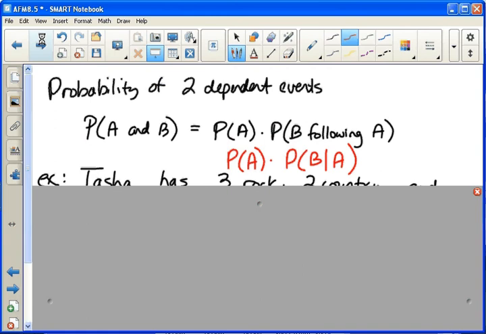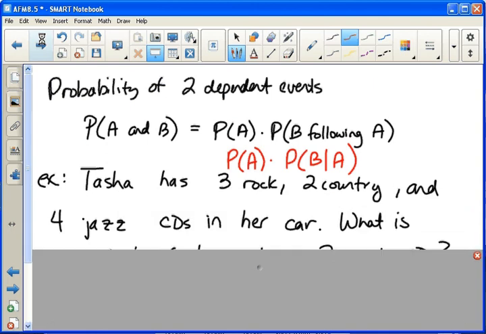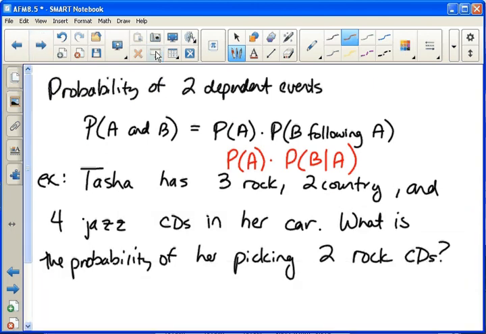So Tasha has 3 rock, 2 country, and 4 jazz CDs in her car. What is the probability of her picking 2 rock CDs? So she's going into her car and randomly picking a disc. She picks one, it's a rock CD, and then she picks the second one, and it's a rock CD.